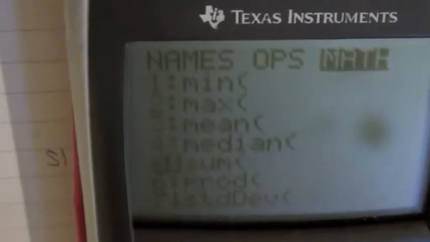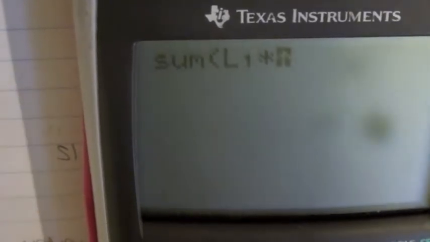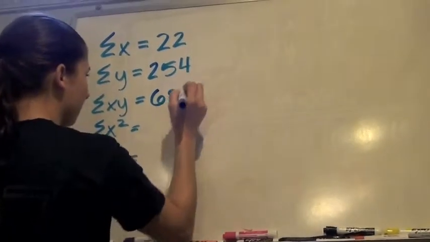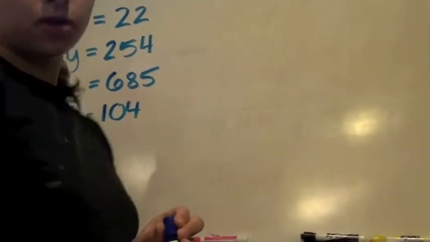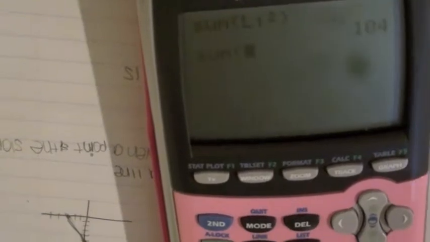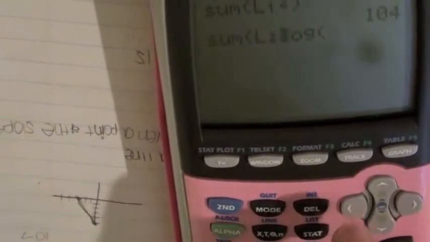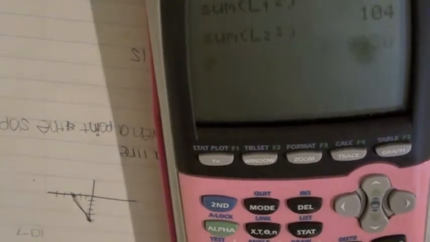To find sum of xy, you're going to go to second stat, math, sum, and then list 1 times list 2, which is 685. To find sum of x squared, you're going to go to second stat, math, sum, second L1 squared, which is 104. You're going to do the same thing for list 2, which is 9,930.